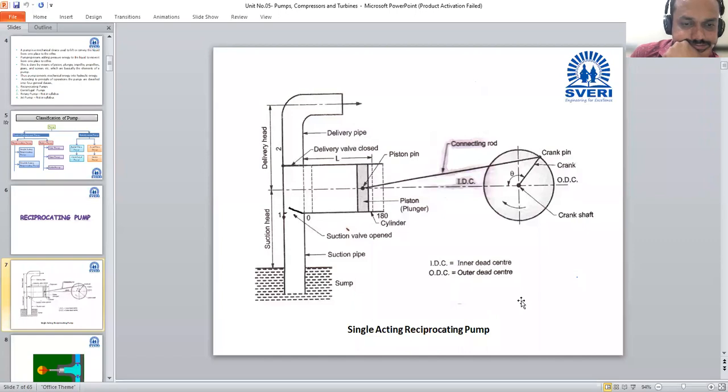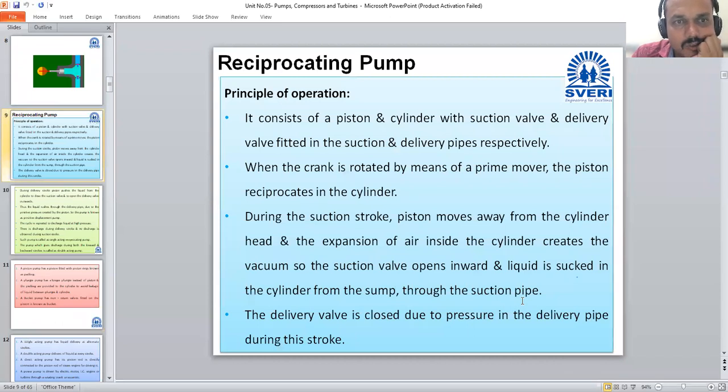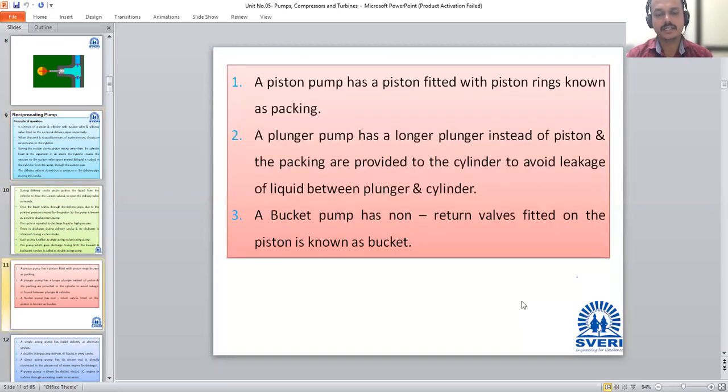Yes, sir. So this is about the principle of operation that I have explained, all things. It is not necessary to explain again and again.